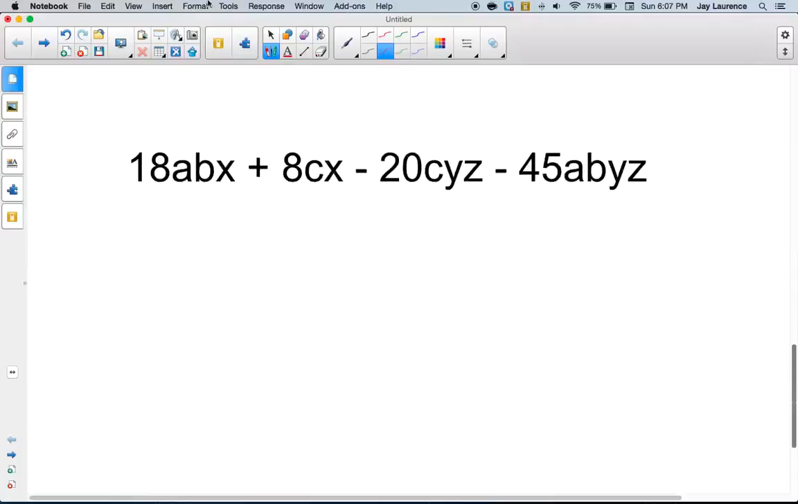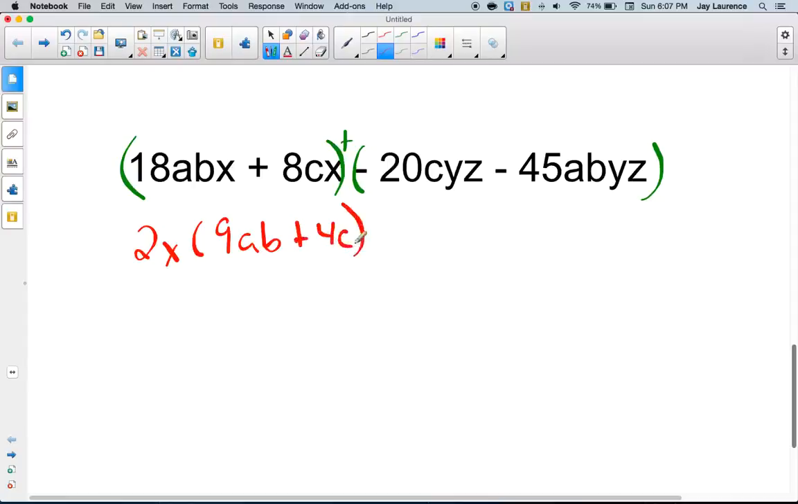All right, hopefully you've done this one already. If you haven't, go ahead and pause the video and give it a shot. Yeah, I think I'm going to group them as is. Remember, grab that sign and then stick a plus sign between them. All right, so here looks like there's an x that's common to both, and I think only a 2, so I'm going to pull out a 2x. And I'm going to be left with a 9ab plus a 4c.